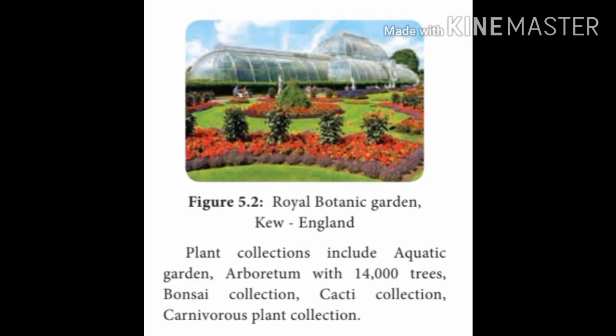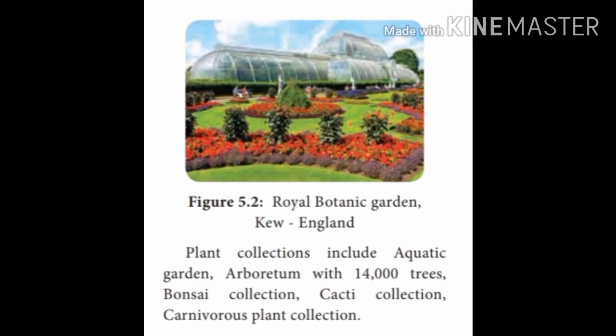Plant collection in Kew Garden includes an aquatic garden, an arboretum with 14,000 trees, bonsai collections, that is small trees, cacti collections and carnivorous plant collections. So you can find them. That is the Royal Botanical Garden and it is in Kew, London.